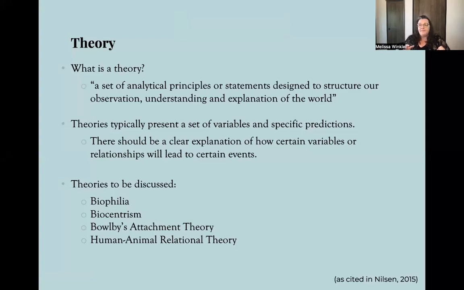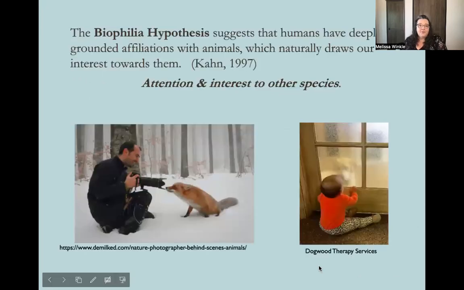Some of the theories that we talk about in animal assisted interventions or animal assisted services are the biophilia hypothesis, biocentrism, Bowlby's attachment theory, and human animal relational theory. The biophilia hypothesis suggests that humans have a deeply grounded affiliation with animals, which naturally draws our attention towards them and maybe their attention to us. And so this is attention and interest to other species.